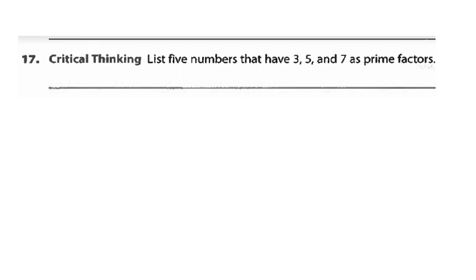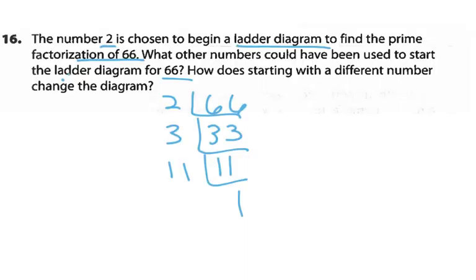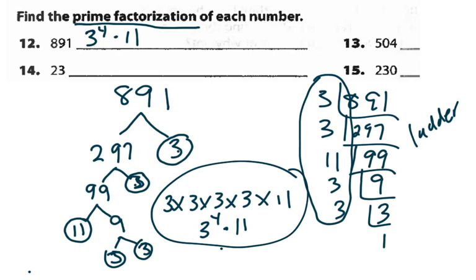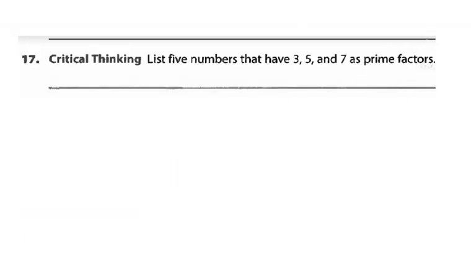All right. So 17. Oh, so you should pause the video and finish number 16. Also here, you should have paused and done 13, 14, 15 on your own. Hopefully you did that. If not, you should rewind and do that. Okay, here they want us to list 5 numbers that have 3, 5, and 7 as prime factors. So you should be able to get this one manipulating your numbers a bit. So I'll give you 2, and then you need to get the other 3.